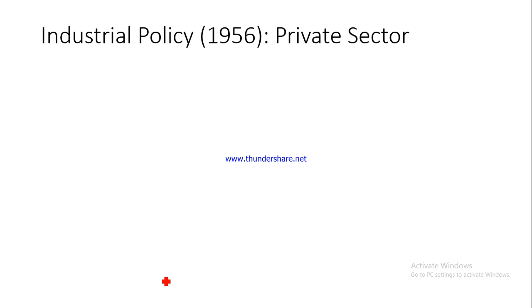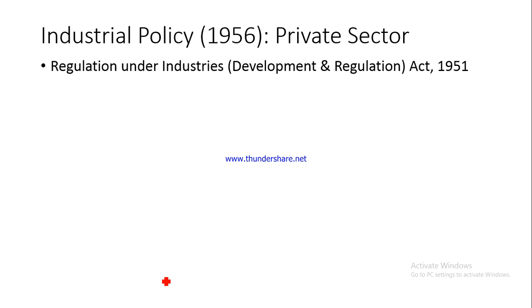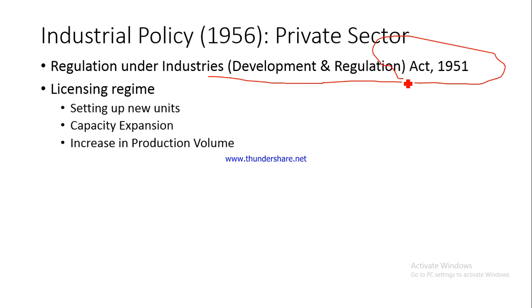Now let us talk about the Industrial Policy 1956 provision with respect to the private sector. It said that the private sector would be regulated under the Industries Development and Regulation Act of 1951, many times known by the acronym IDRA. This act was passed by the Central Legislature, the Parliament, in 1951, and the private firms were sought to be regulated under this particular act.